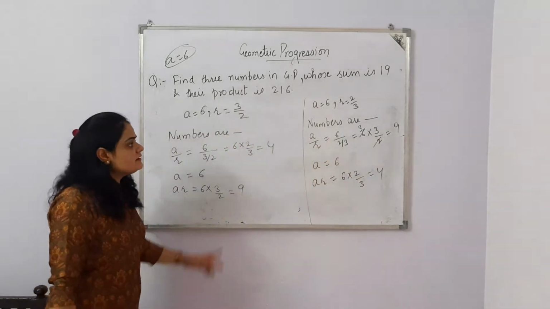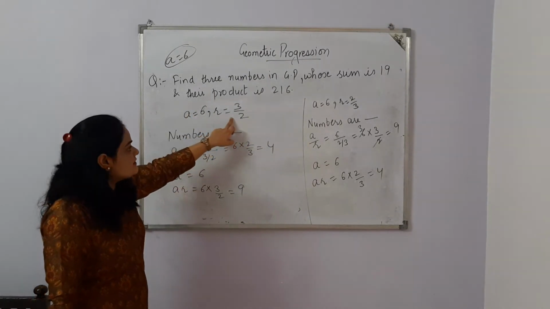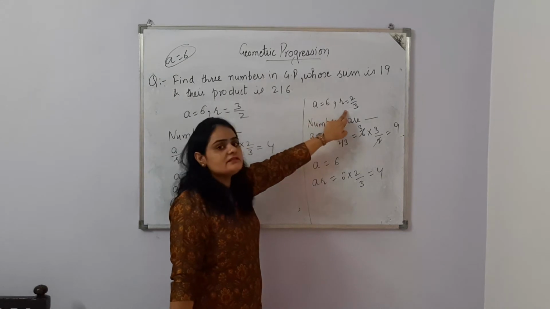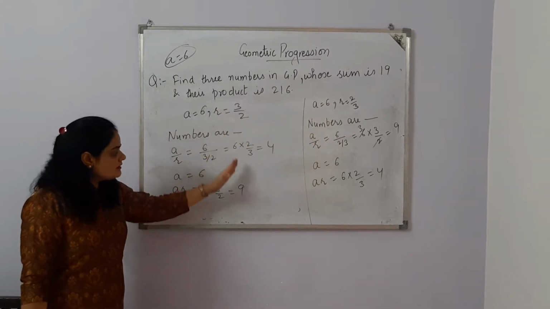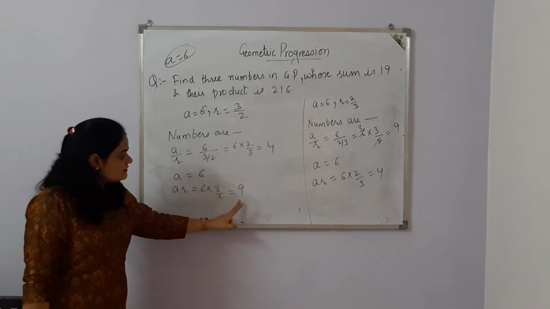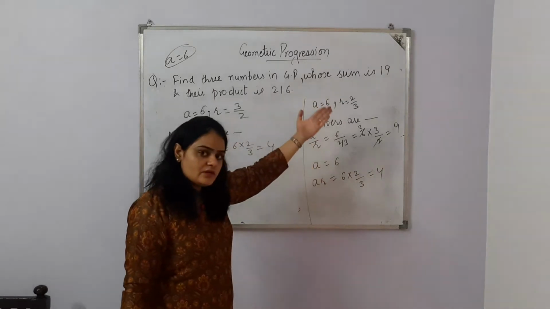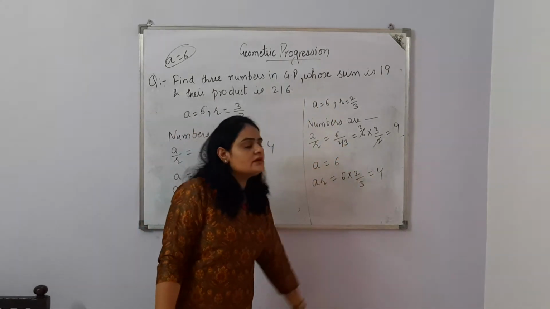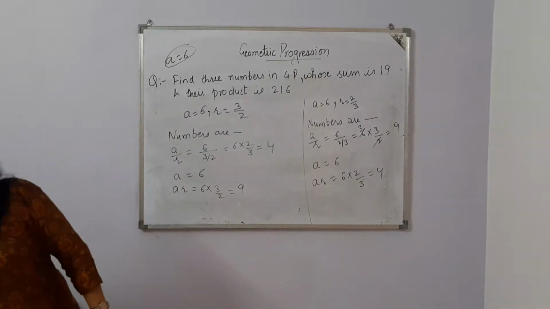Just because of one reason, that on both sides a's value is the same, and here r is 3 by 2 and here r is 2 by 3, which is the reciprocal of 3 by 2. This is the only reason that if 4, 6 and 9 is in ascending order, then the other is in descending order. It means in reversing order, 9, 6 and 4. Hope this question is clear to you. Let's do one more question.